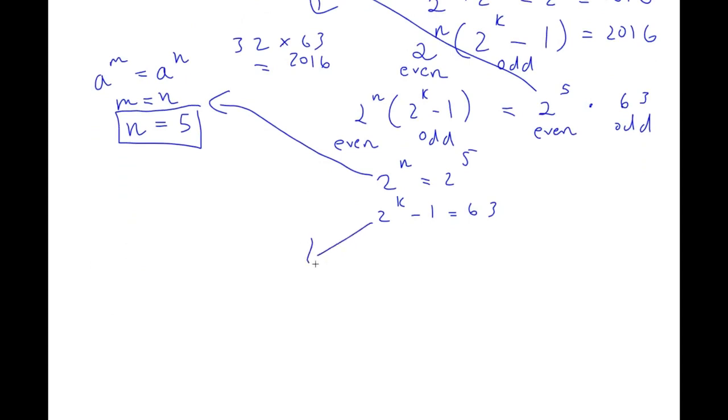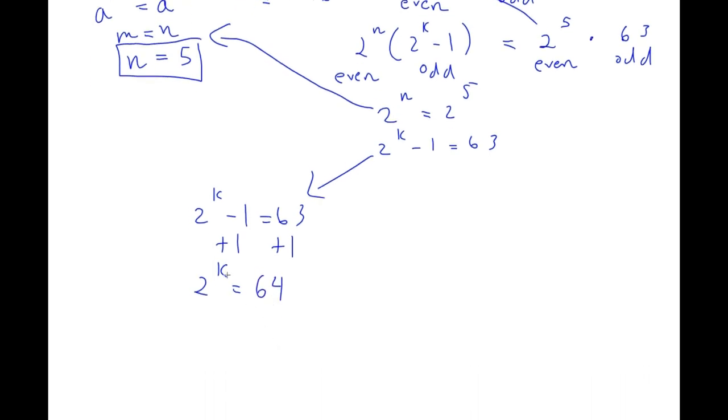Now for 2 to the power of k minus 1, I am going to first start by adding 1 on both sides. So I have 2 to the power of k is equal to 63 plus 1, which is 64. Now we need to find out 2 to the power of what is equal to 64.